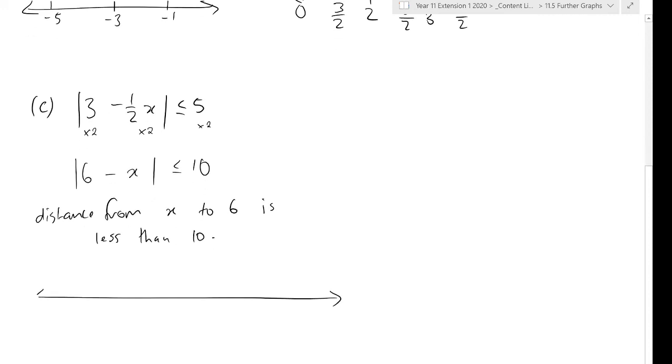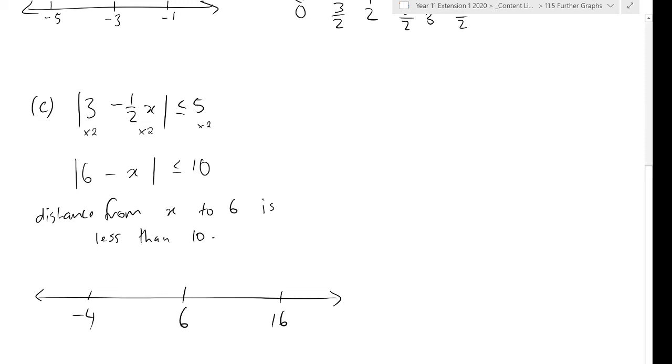So here's my number line. Let's start with the middle. The number that we're starting with in the middle is 6. We're concerned about the numbers that are 10 units either way. So 16 is 10 units above 6, and negative 4 is 10 units below the 6. Now we're going to say to ourselves, well, what are the values that are less than 10 units away?